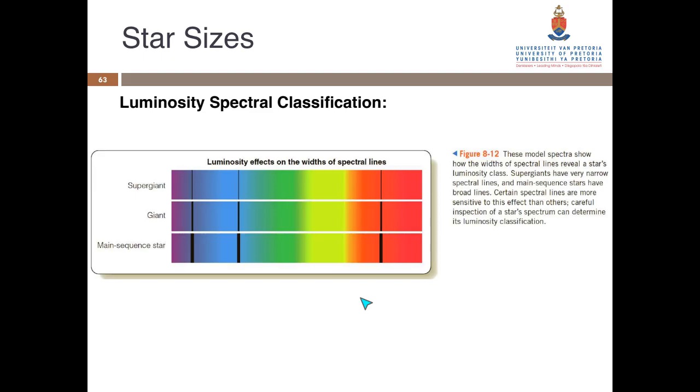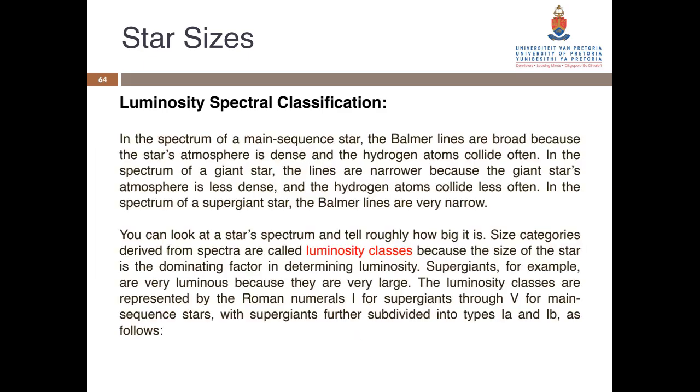In this image, these model spectra show how the widths of spectral lines reveal the star's luminosity class. Here we can see when you have a supergiant on top, these lines are not very broad. A giant, they become much broader. And when we have a main sequence star, they are even broader. So from that, if you look at a star spectrum, you can determine how big it is. The size categories derived from spectra are called the luminosity classes because the size of the star is a dominating factor in determining luminosity.